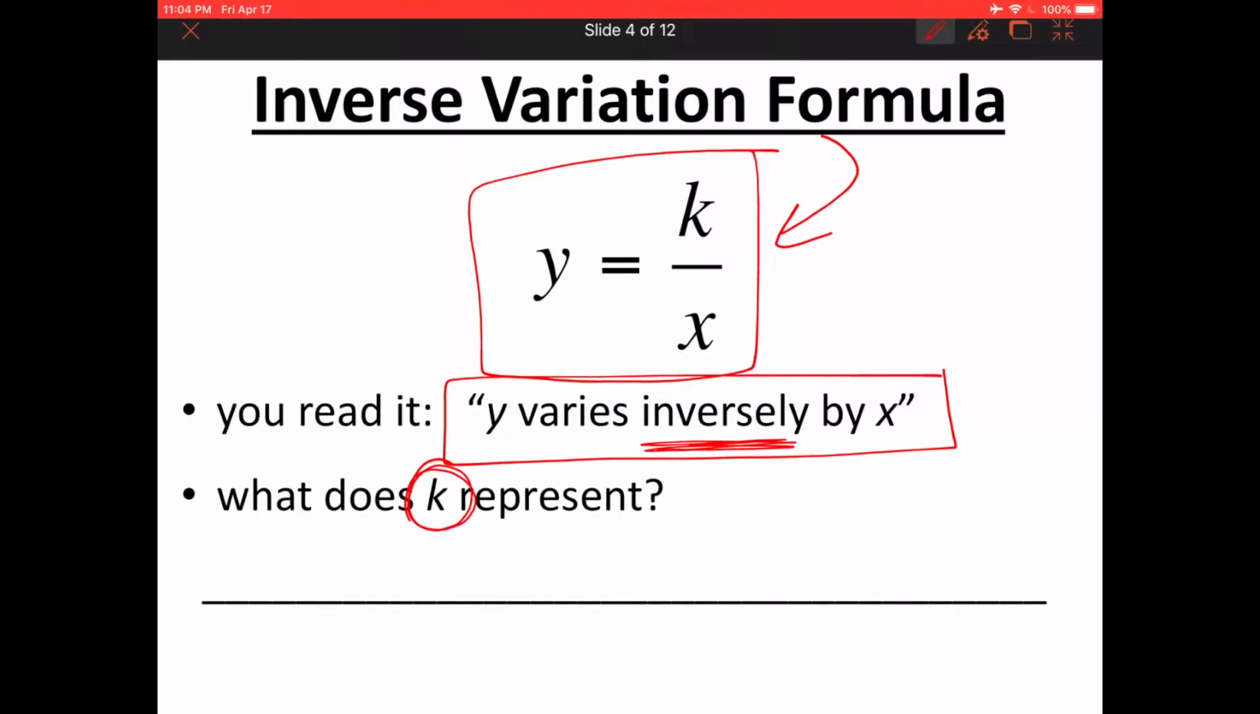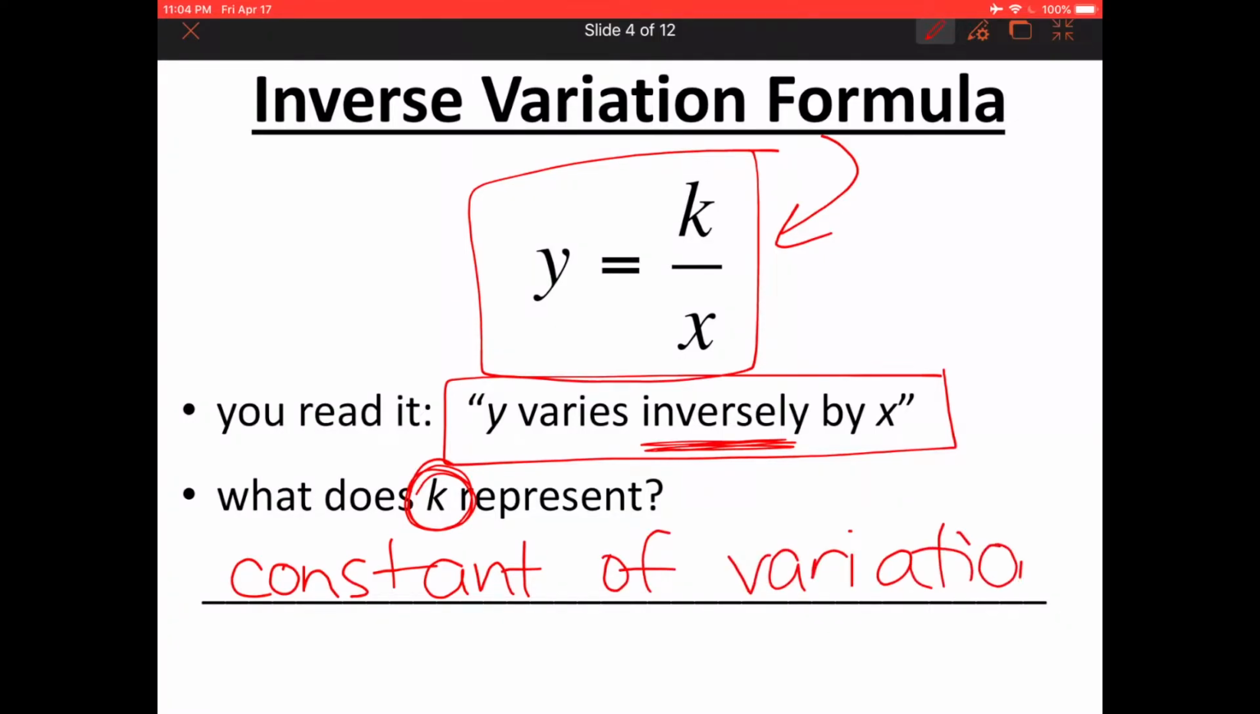And remember this letter k, just like we talked about in direct variation, the letter k here in inverse still represents the constant of variation. So that letter k, regardless of whether it's direct variation, inverse variation, it always represents the constant. Okay?